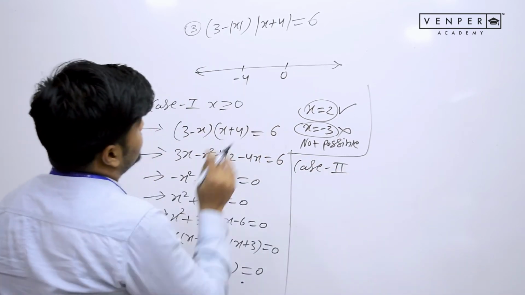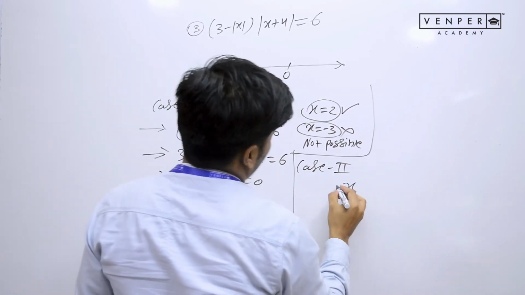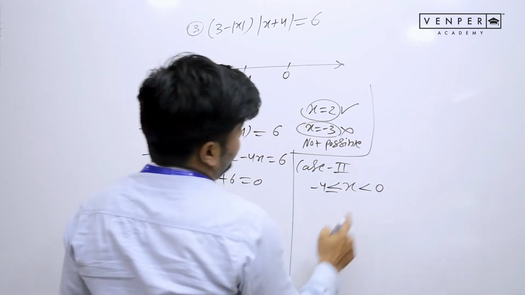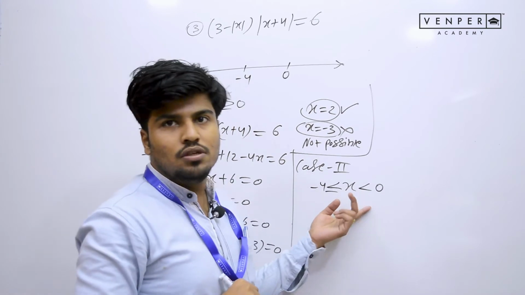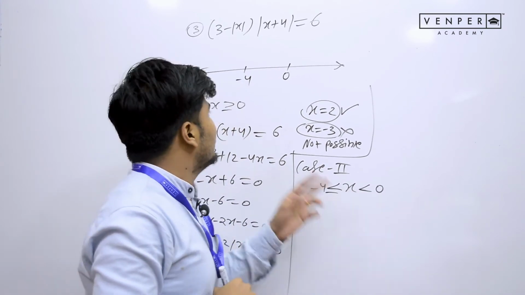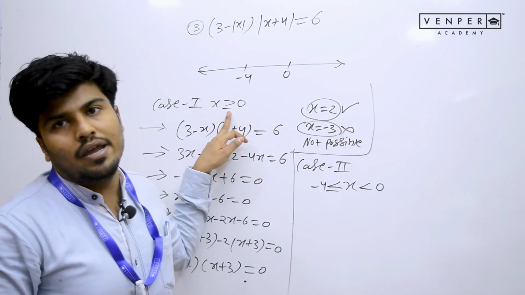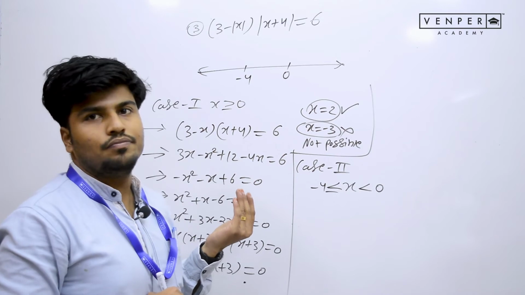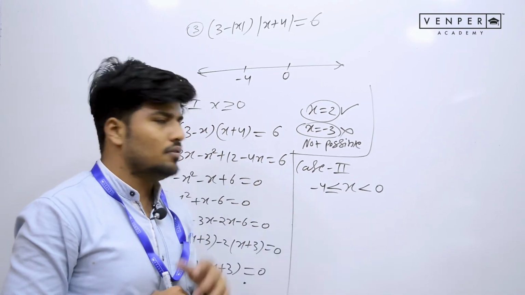What is the second case? As I told you, my x will lie between -4 and 0. So I'm assuming x is greater than or equal to -4 and less than 0. Why less than 0, and why not equal to? Somebody can have a doubt. Because equal to 0 I have already taken, so no need to take it one more time. Now I will take less than 0 and greater than or equal to -4.